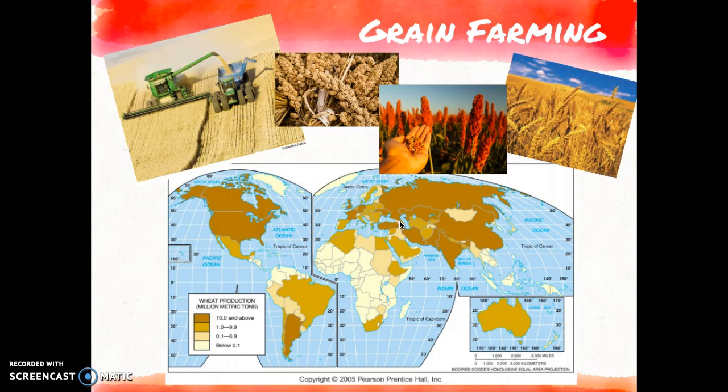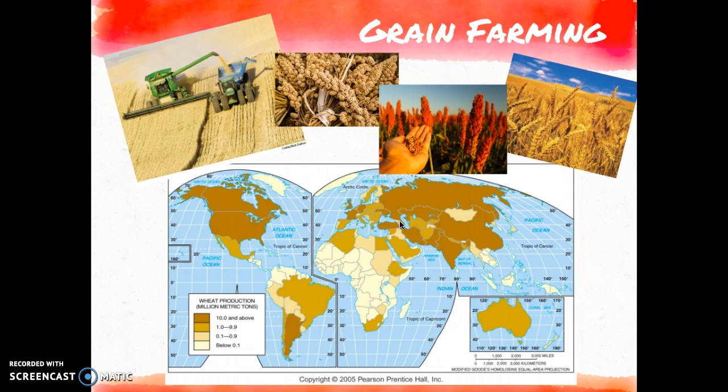Grain farming is the next type. This includes wheat and corn, and we see this in North America, the US and Canada. We also see it in Russia, Argentina, Australia, France, the United Kingdom, China, and India. The Great Plains is one of the largest regions in the world that specializes in the production of grain, and the U.S. is the largest producer of grain in the world. Wheat is actually the world's leading export crop, so these are really popular types of agriculture.